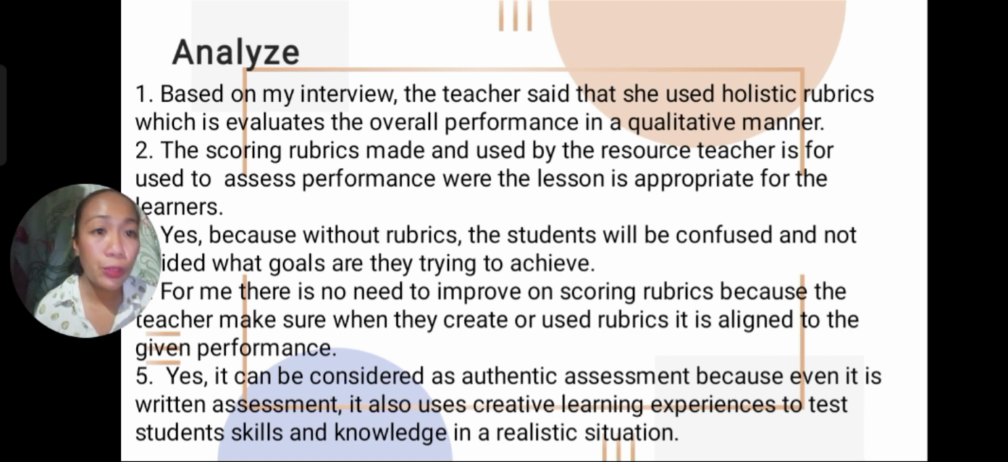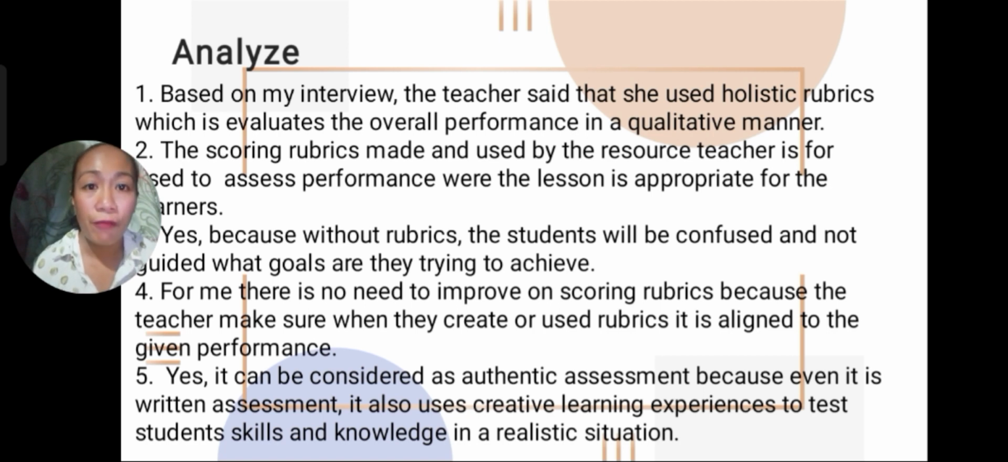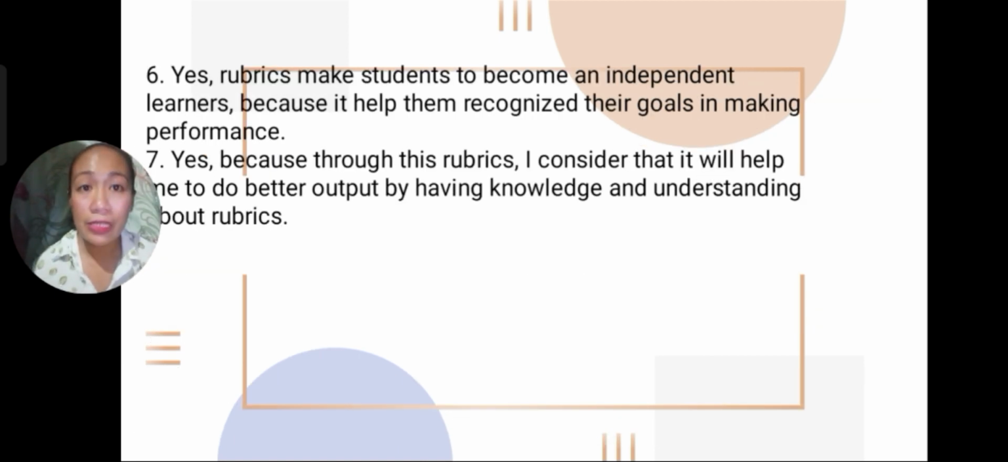Number 3, yes, because without rubrics, the students will be confused and not guided on what goals they are trying to achieve. Number 4, for me, there is no need to improve on scoring rubrics because the teacher makes sure that when they create or use rubrics, it is aligned to the given performance. Number 5, yes, it can be considered authentic assessment because even if it is a written assessment, it also uses creative learning experiences to test students' skills and knowledge in a realistic situation. Number 6, yes, rubrics make students become independent learners because it helps them recognize their goals in making a performance. Number 7, yes, because through these rubrics, I consider that it will help me do a better output by having knowledge and understanding about rubrics.